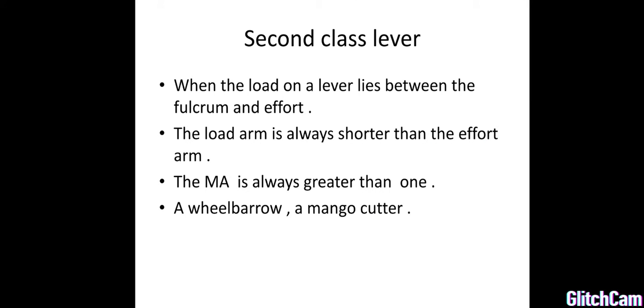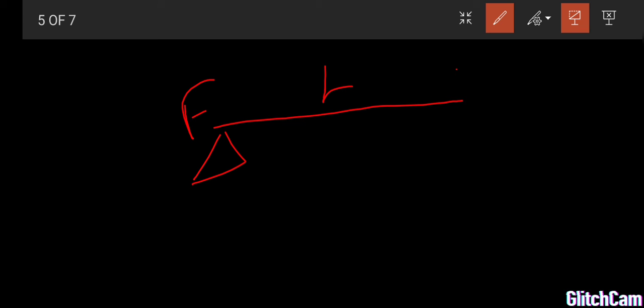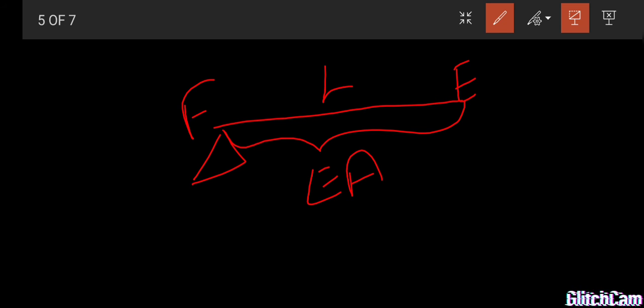Next, we go to the second class lever. In the second class lever, the load is in the middle and lies between the fulcrum and effort. Here we have the fulcrum, the load is in the middle, and here the effort. This is called a second class lever. The distance between the fulcrum and the effort is called the effort arm. The distance between the fulcrum and the load is called the load arm.